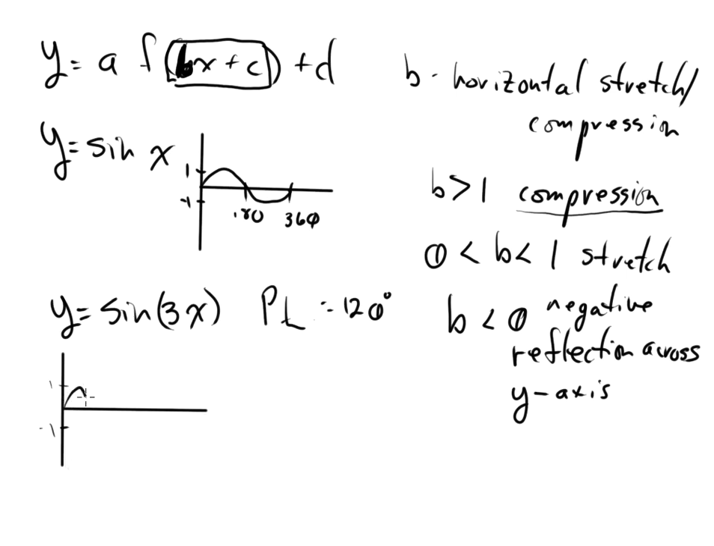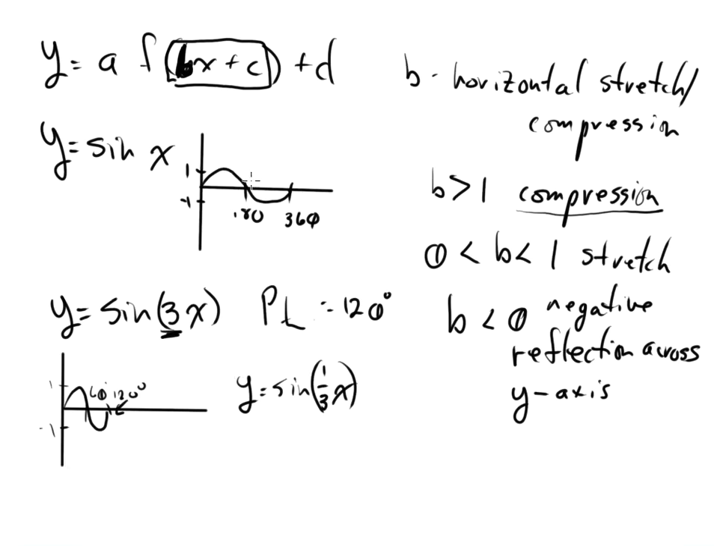And it's just going to end up being a much shorter period. So this is now 60 degrees, and this over here is 120 degrees. Okay, so this has actually taken and compressed it. Whereas if we looked at y equals the sine of 1/3 x, the b value is between 0 and 1, so we're going to get a stretch. So it still works the same way.